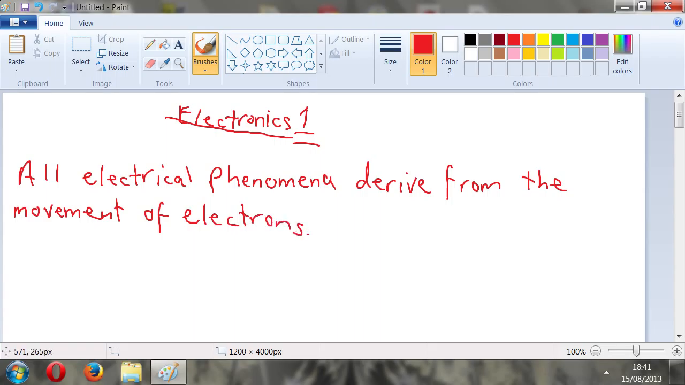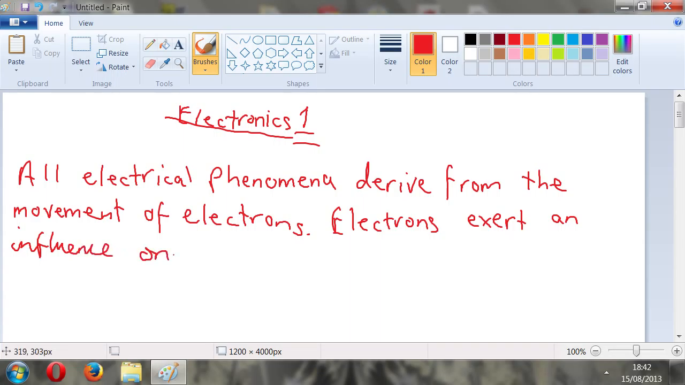Now, basically, electrons exert an influence on an electrical field around them.